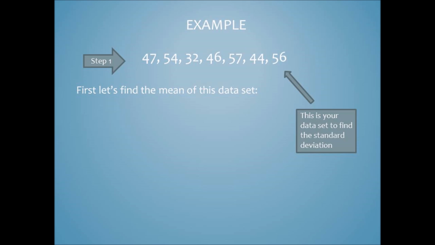The first step is to solve for the mean. It is going to be adding all of these up, which results in 336, and then dividing by 7, which ends up being 48. This is the mean we're going to be using later on, and the mean ends up being 48 for this data set.